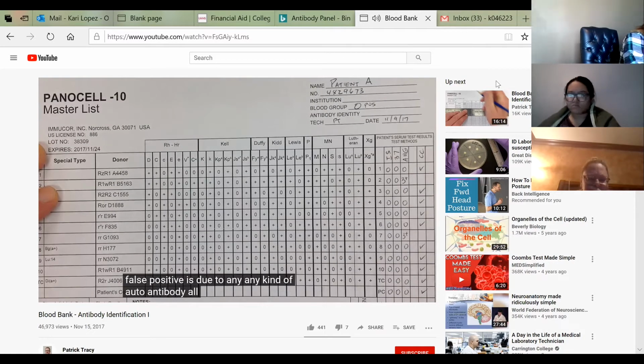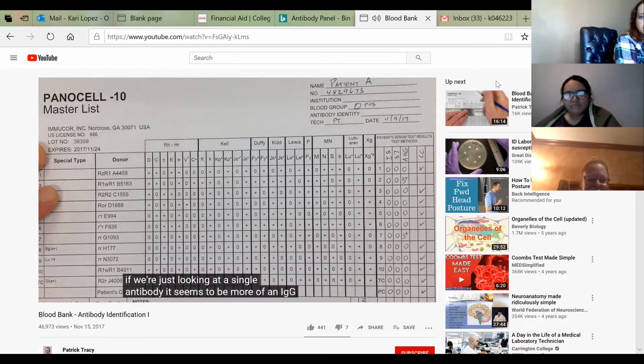Now if I look here on the right-hand side, I can see that I have no reactions at initial spin, no reactions at 37, and then I have a 3+ and another 3+ at the AHG phase. This gives me some information that, if we're just looking at a single antibody, it seems to be more of an IgG antibody, because we know that IgM antibodies tend to react at initial spin, and IgG tend to react at 37 degrees or at the AHG phase, and that seems to be what's going on with this particular patient's plasma.